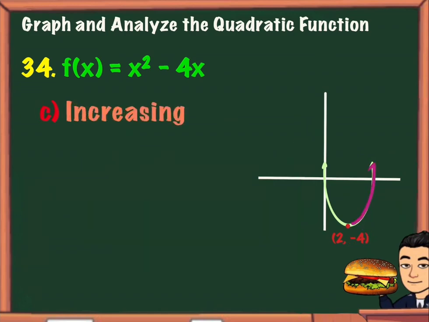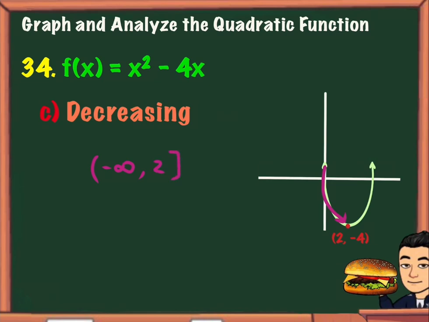This part is where the graph is increasing. So we want to write a bracket, 2, comma, positive infinity, and a parenthesis. And this part is where the graph is decreasing. So we want to put a parenthesis, negative infinity, comma, 2, and then a bracket.